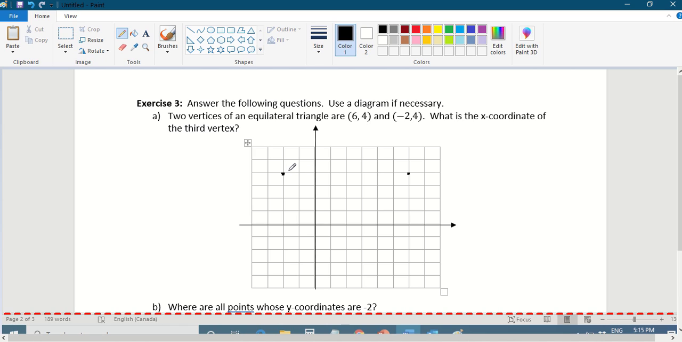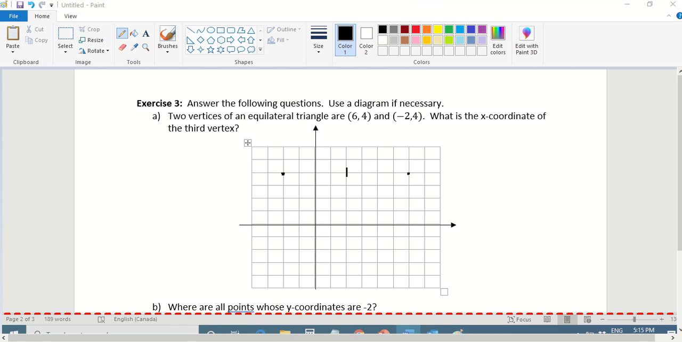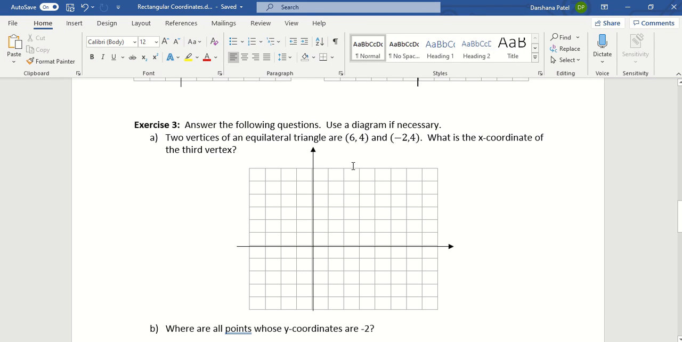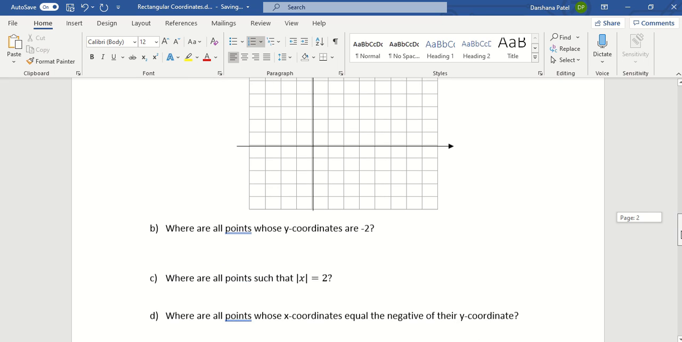If we want to find the x coordinate of the third vertex, it will be basically midway, halfway between these. So the x coordinate for this one right here will be x equals 2. So the answer will be here, x equals 2. Basically, we add the x values and divide by 2. So 6 plus negative 2 is 4. Divide by 2 gives x equals 2.